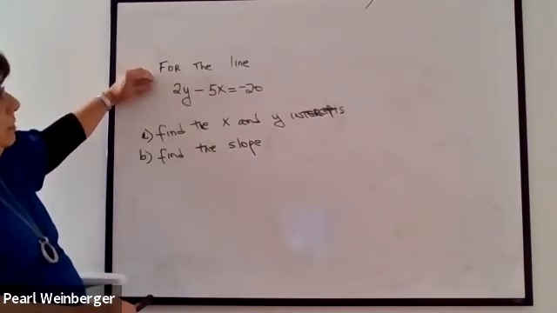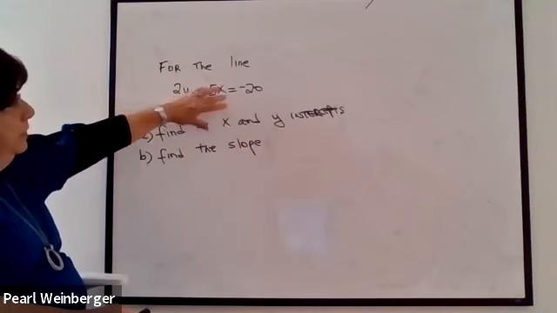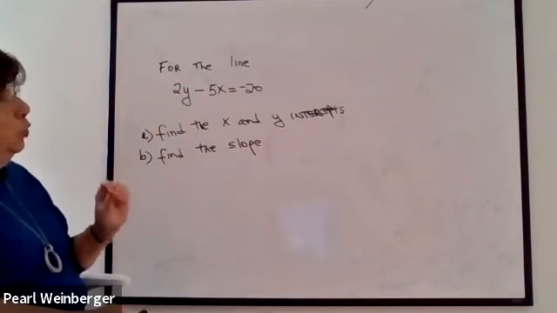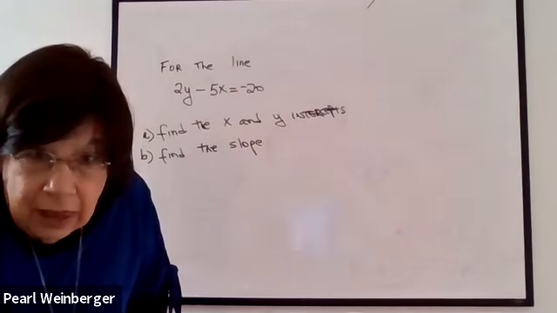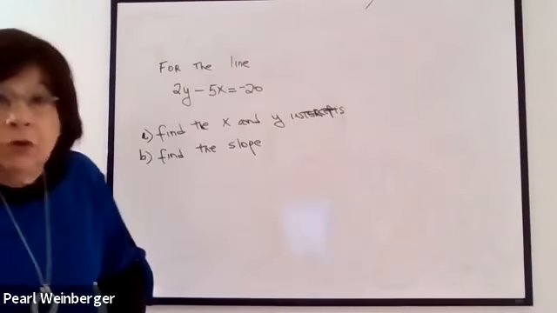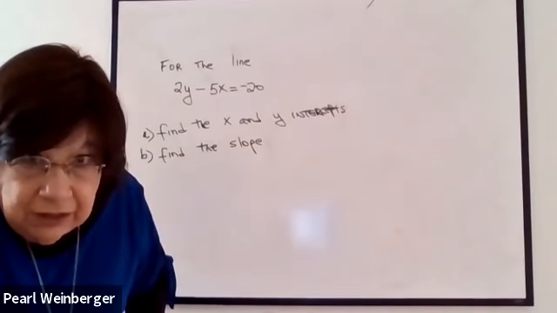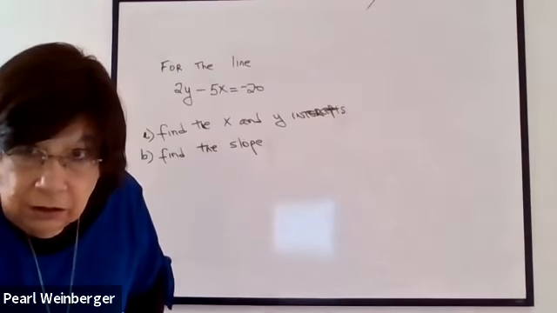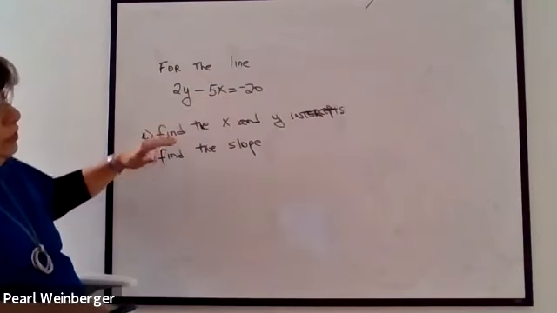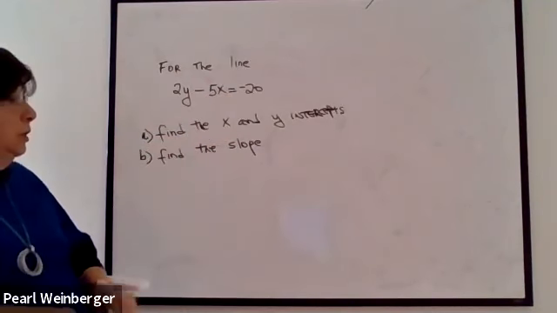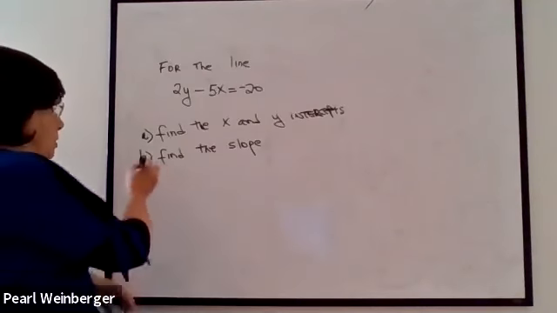so what I did here is I gave you an equation of a line, 2y minus 5x equals negative 20, and I asked two questions about it. Question number one, I asked what the x and y intercepts were. And question number two, I asked for the slope. So I'm going to do this in the order that I wrote the questions. Number A.